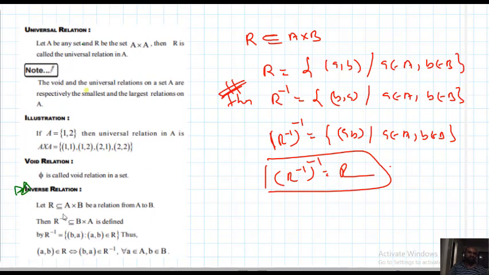So the same thing that I explained is given here. Just go through this one.